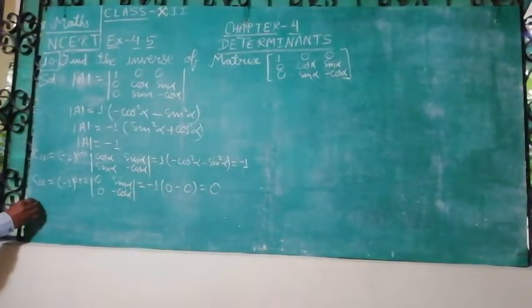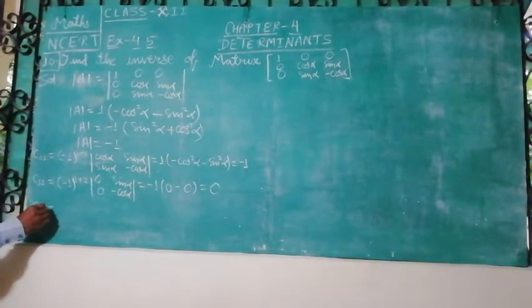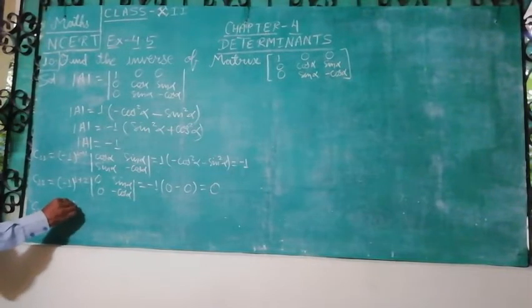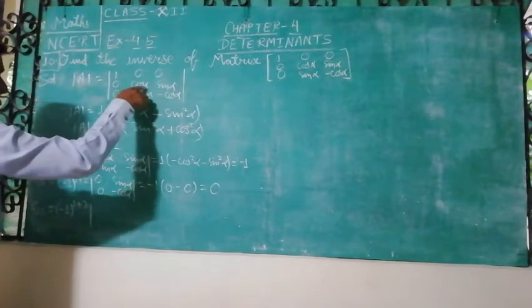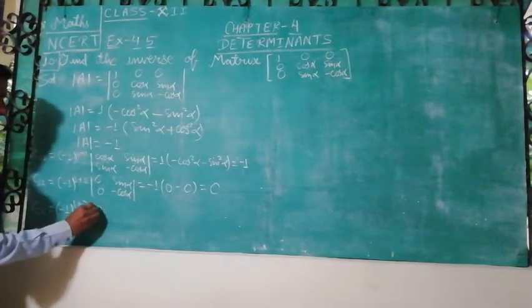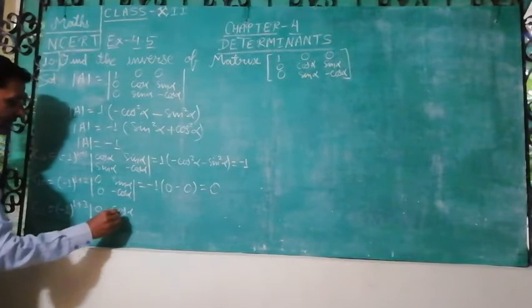Now C13 we have to find. C13 is equal to minus 1 raised to the power 1 plus 3. First row and third column will be eliminated. 0 cos alpha and 0 sin alpha.